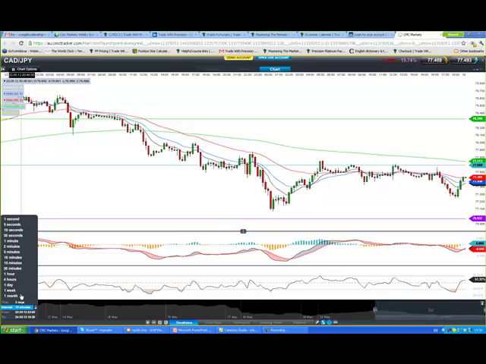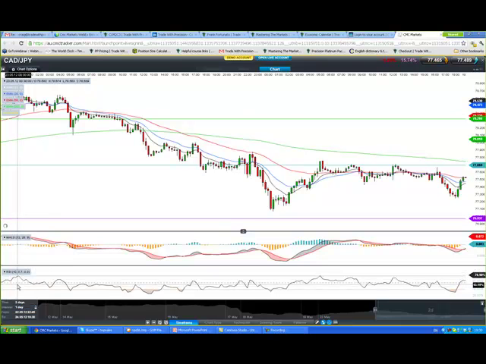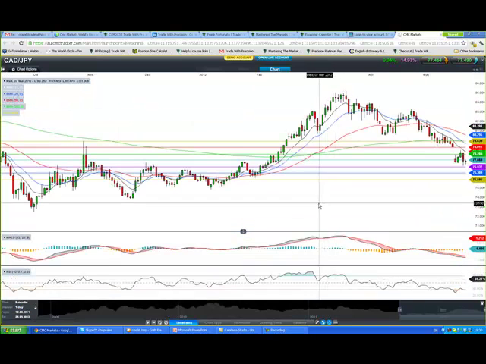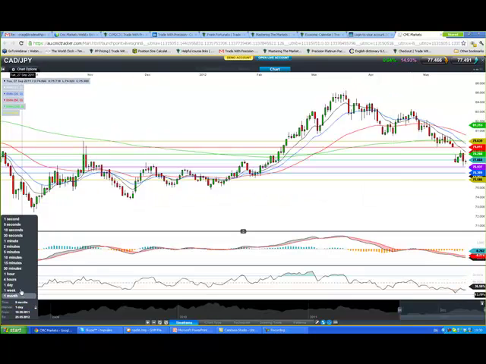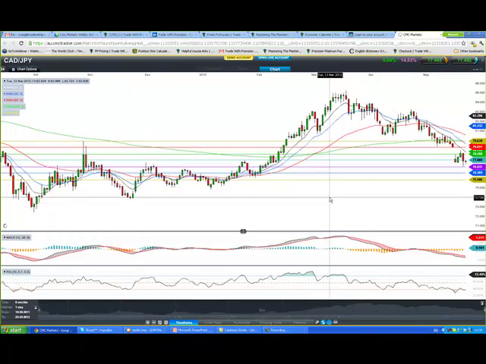Okay, so let's go back out to daily. Okay, so daily is in a downtrend. Notice we always start at the daily, we work our way backwards. Daily is in a downtrend. Come to the 4-hour chart. What have we got here?